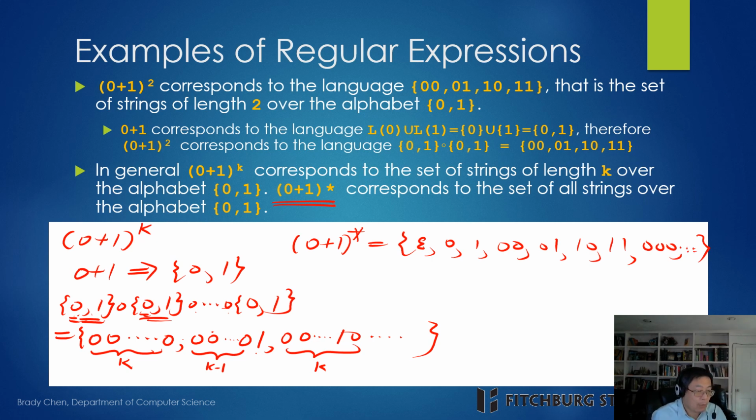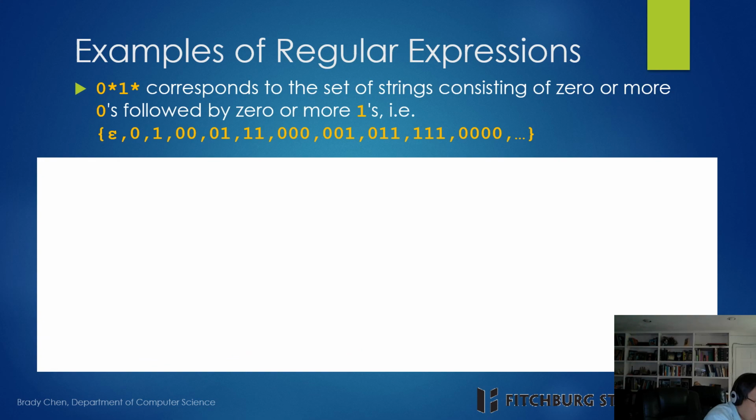So this is how we actually use regular expressions to represent regular languages. Okay, now let's look at another example.